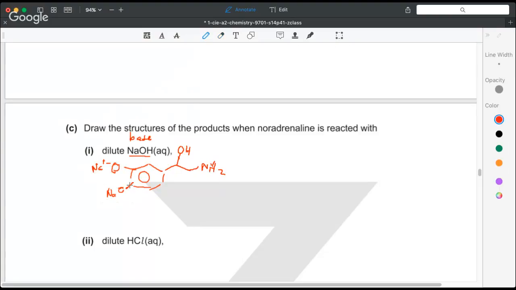You've got, I'm just trying to draw an acid-base reaction here. It should be, so you've got negative. Okay, you've got that. Good. All right, so that's the first one.